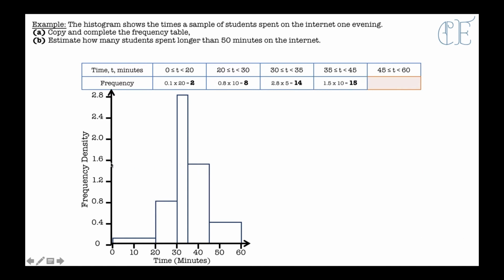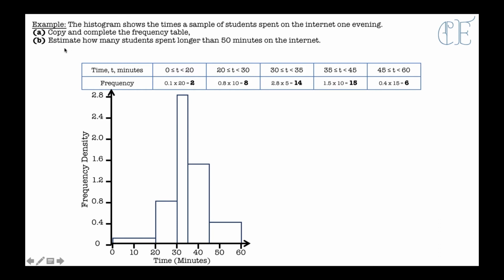Okay, so I'd have said it was at 1.6, but okay. So 1.5 times 10, my mistake, equals 15. And then finally it goes from 45 to 60, so that's 15, and we times that by 0.4, giving us 6. So you've already completed A, you've completed the frequency table.